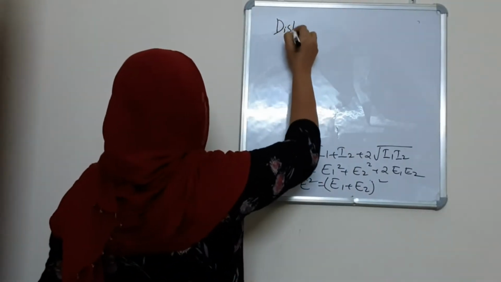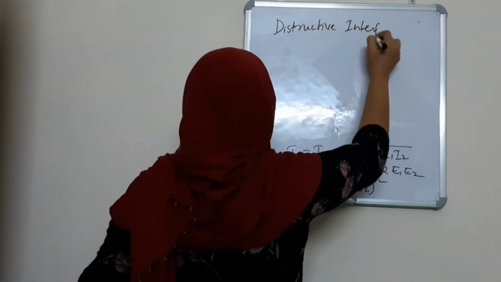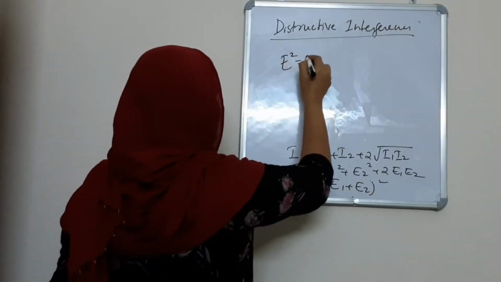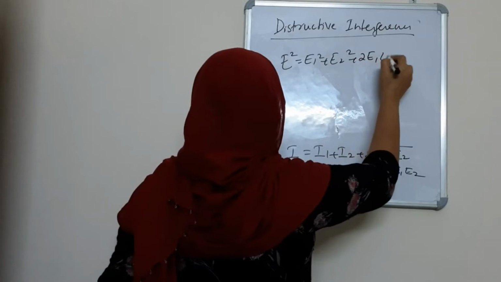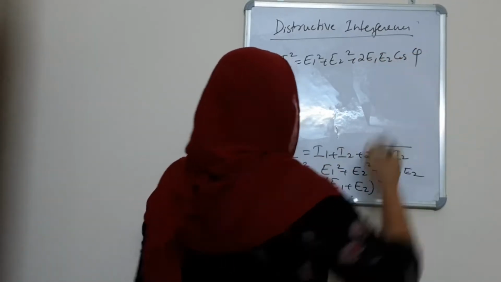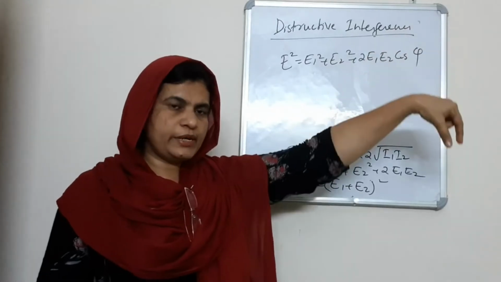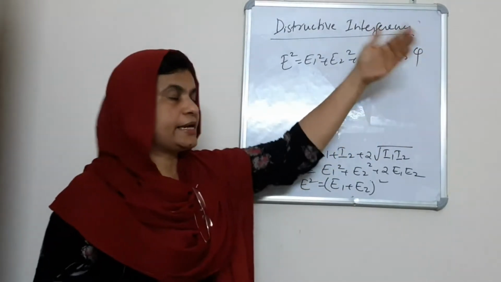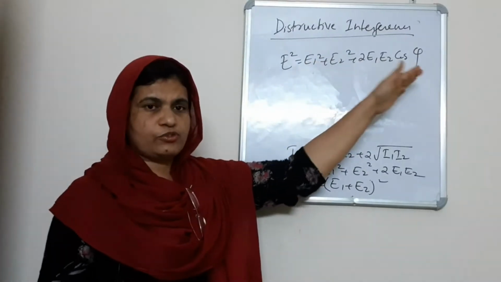Next, the condition for destructive interference. The same equation we can write: E square is equal to E1 square plus E2 square plus 2E1 E2 cos phi, and destructive interference means points of minimum intensity. Intensity is minimum when this third term is negative. Then we get E square is equal to E1 square plus E2 square minus 2E1 E2, which will be minimum.